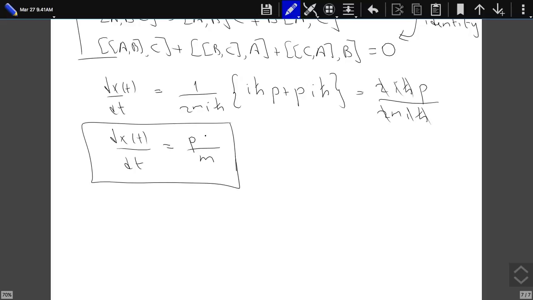Now this is just a classical result. The only difference being here x and p are operators, not observables, not functions, let's say. Now let's look at what about the p. This should be equal to 1 over i h bar the commutator of p and H. It's just 0.